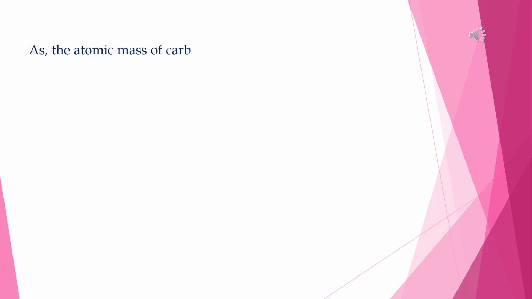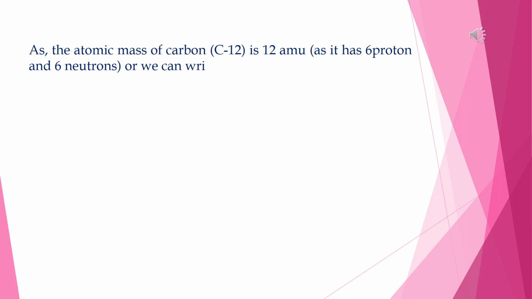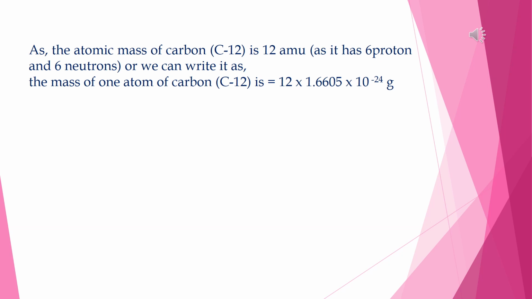The atomic mass of carbon, C12, is 12 AMU because it has 6 protons and 6 neutrons. So if we have to find out the mass of one atom of carbon, we multiply 12 into the value of AMU, which is nearly equal to the mass of a proton or the mass of a neutron. That means 12 × 1.6605 × 10^-24 is equal to 1.99265 × 10^-23 gram, which is the value of the mass of one atom of carbon.